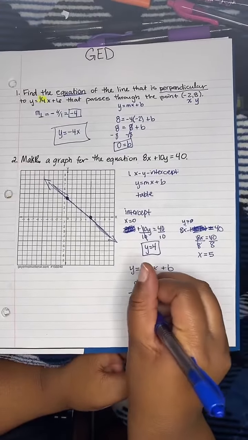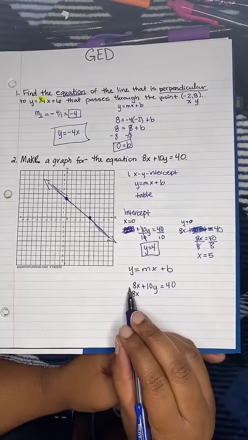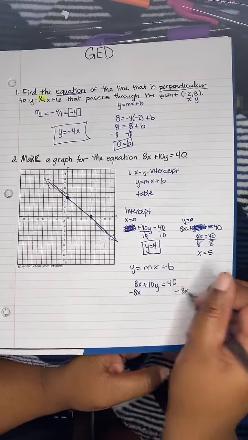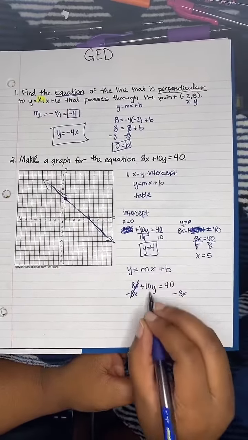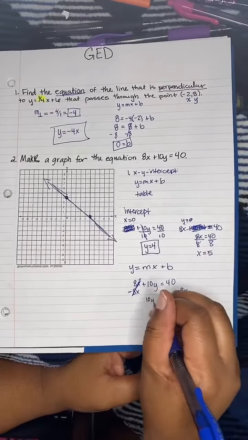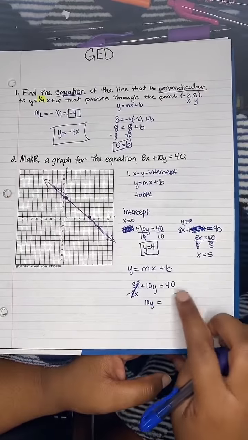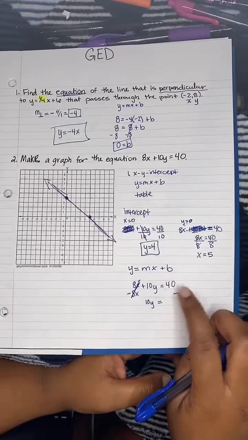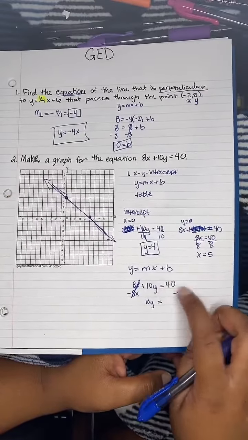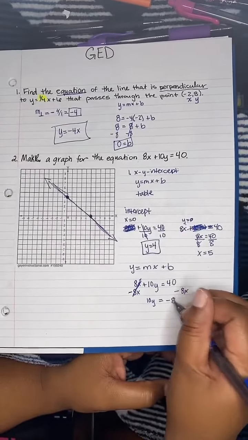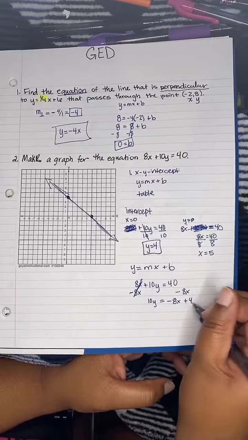I'm going to move 8x because it was a positive. I have to move it by subtracting, so I'm going to minus 8x on this side. Now I'm going to drop down this 10y and drop down my equals. Again, remember, these are not like terms. When they're not like terms, you just write them right next to each other. So you put negative 8x plus 40.